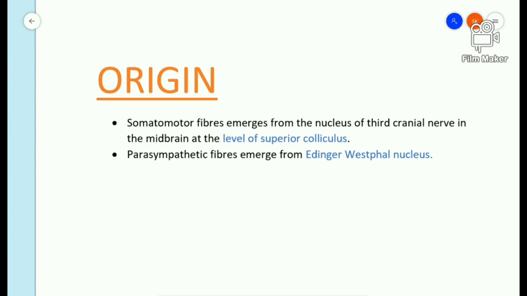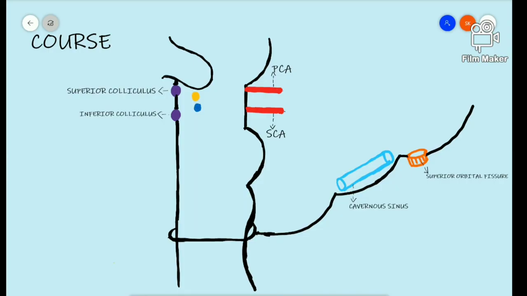Origin. The somatic motor fibers emerge from the nucleus of the third cranial nerve, which is located in the midbrain, at the level of superior colliculus. The parasympathetic nervous system fibers arise from the Edinger-Westphal nucleus, located lateral to the nucleus of third cranial nerve. Let's move on to the course of the nerve.